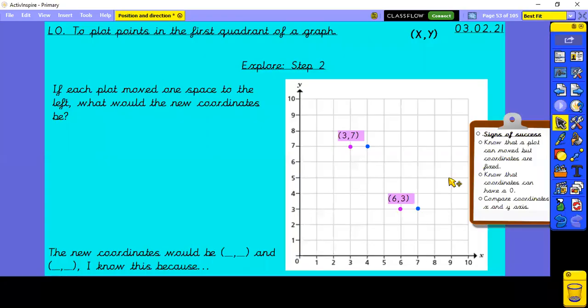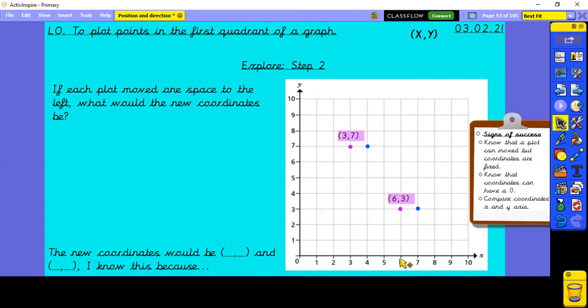And one way we could check that this is definitely one place to the left is to look at the coordinates of our original plot. So I'm going to look at my blue plots this time. I'm going to go along from my 0 along my x-axis and stop at the number it's in line with, which is 4. And I'm going to go up the y-axis and it's in line with 7. So it was originally 4, 7. We've moved it one place to the left and said it's now 3, 7. So we know that is correct.